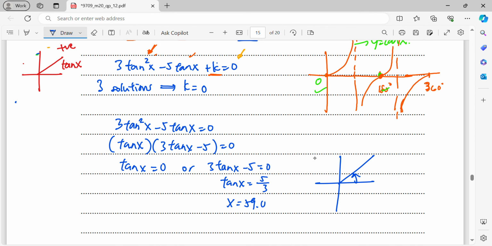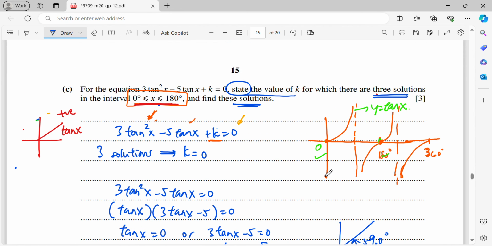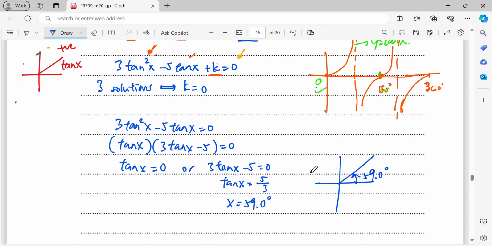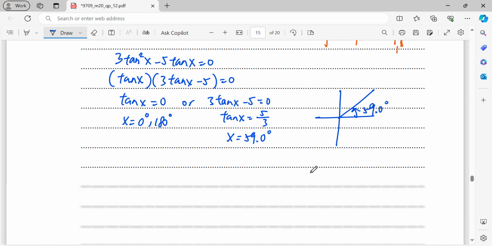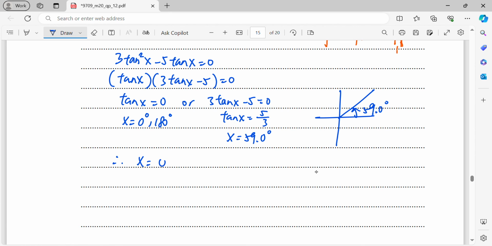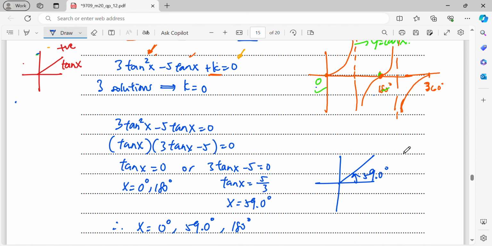59.0 degrees. Okay, I round up. Then for tangent x equals to 0, as you can see from the graph, it will be 0 and 180 degrees. So here my x will be 0 and 180 degrees. Okay, so therefore my x will be these three values. So done for this question.